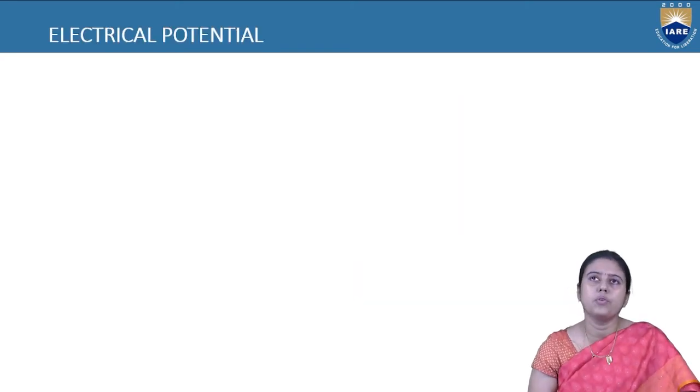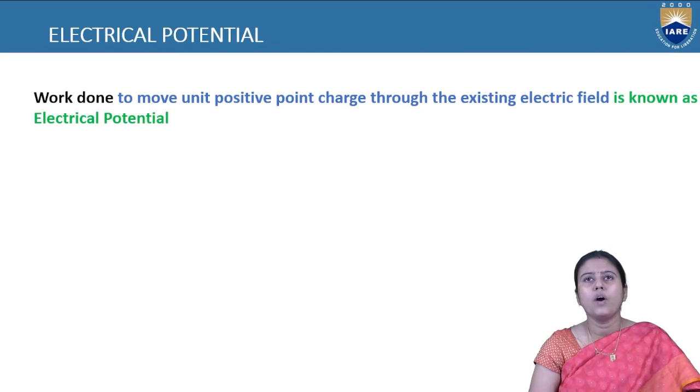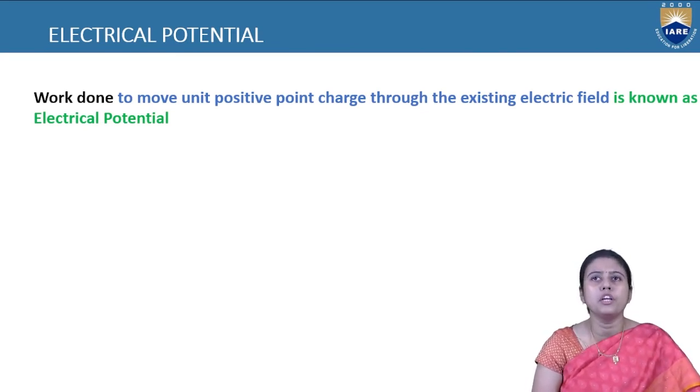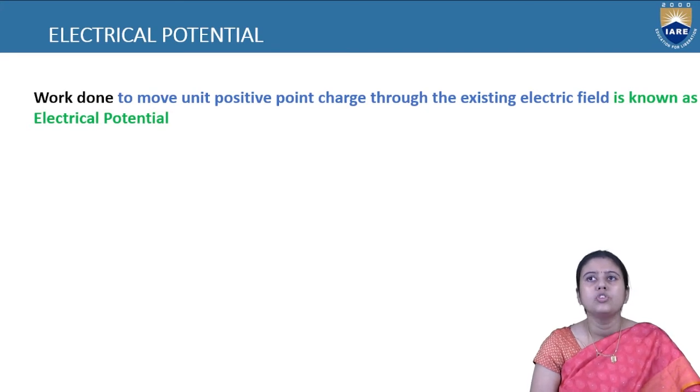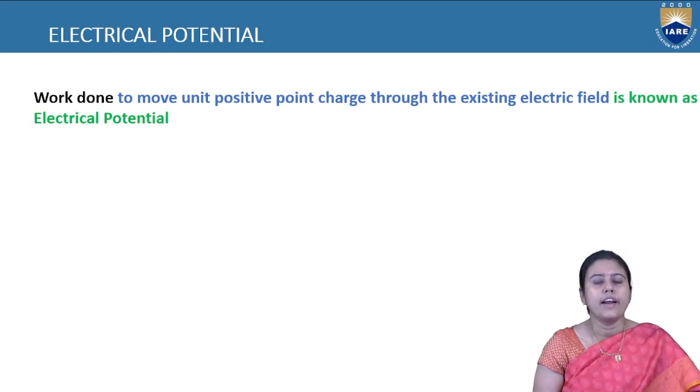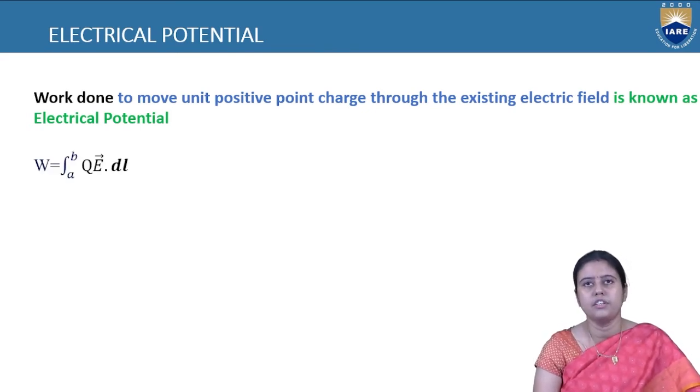So next we are coming to the next point, electric potential. What is electric potential? Work done to move a unit positive point charge through the existing electric field is known as the electric potential.